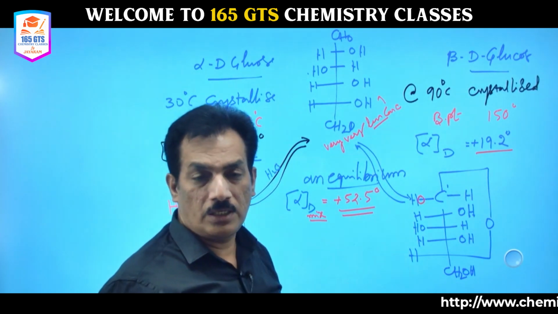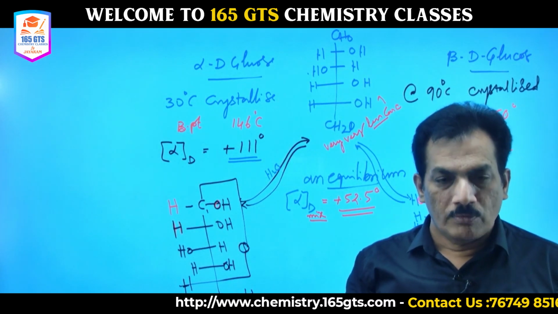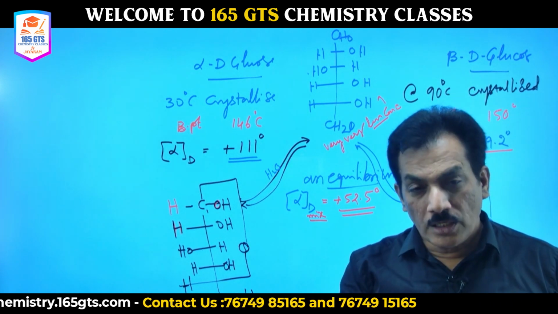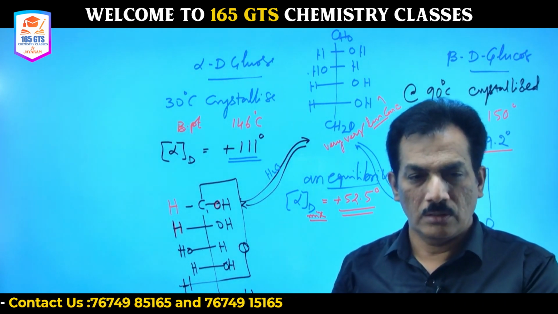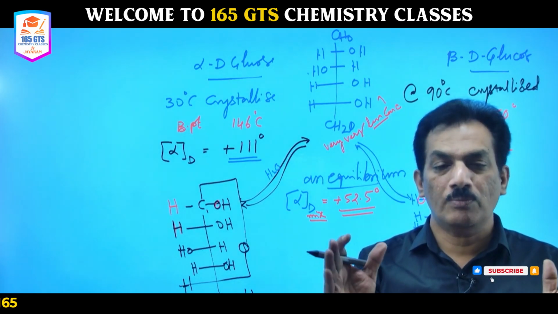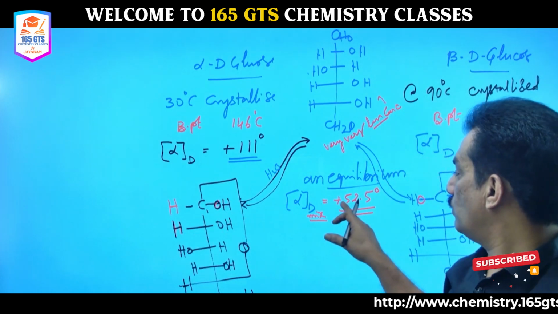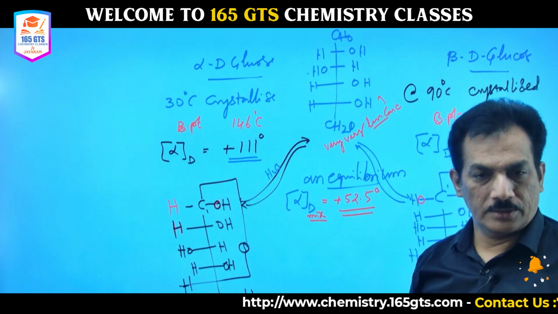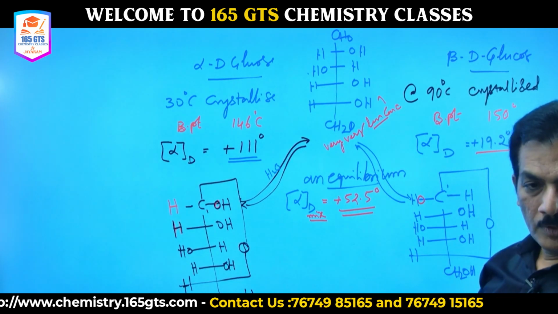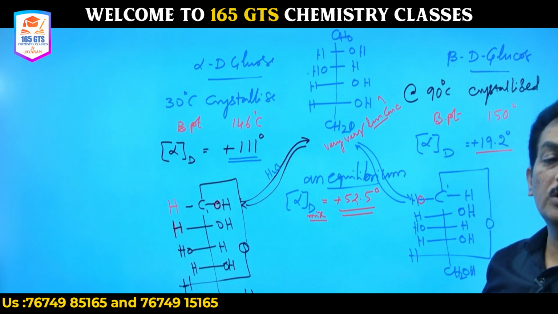That means what we are observing here is that whether alpha D glucose is dissolved in water or beta D glucose is dissolved in water, the specific rotation after dissolving in water changes from the respective specific rotations to a constant value of 52.5 degrees. Clear? And with this mixed alpha D, we can calculate the percentage of alpha and beta forms that can exist in this solution.